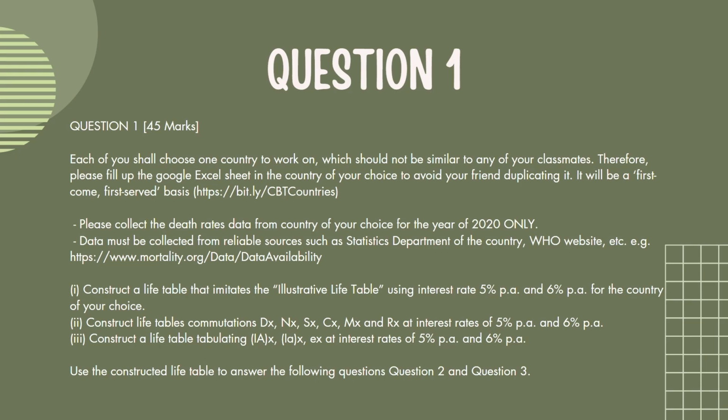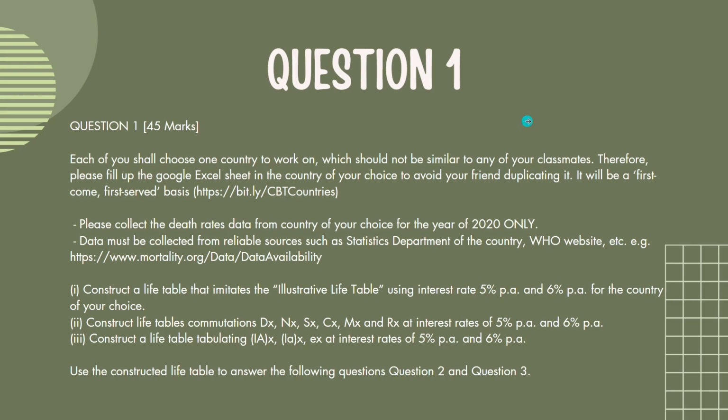The first one is to create a life table that imitates the illustrative life table, and the second one to construct a life table including the commutations dx, nx, sx, cx, mx, and rx, and the third one to construct a life table of increasing annuities and also ex. All these life tables are constructed and calculated with 5% and 6% interest rates respectively.